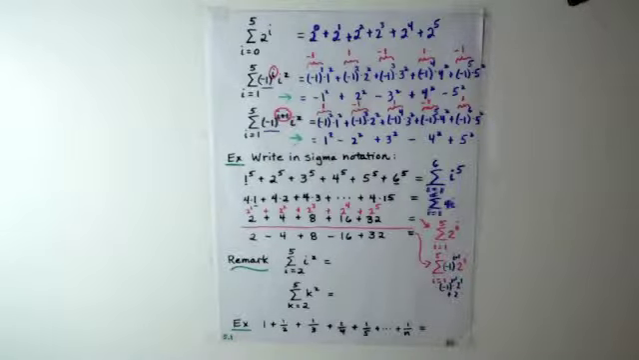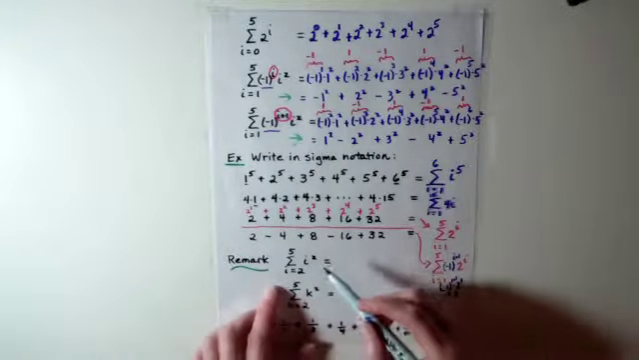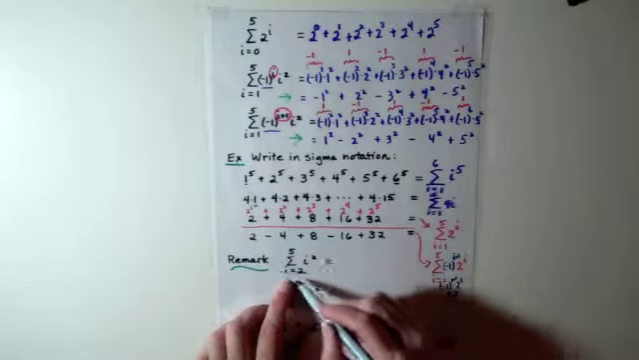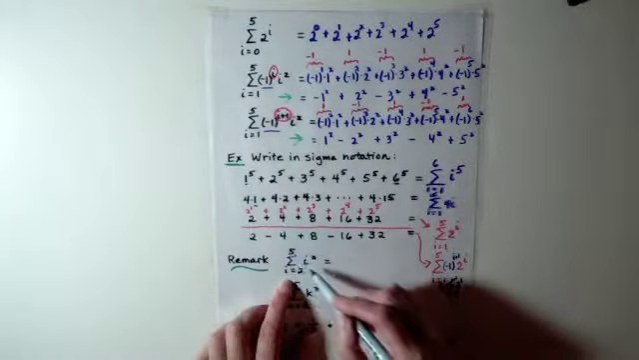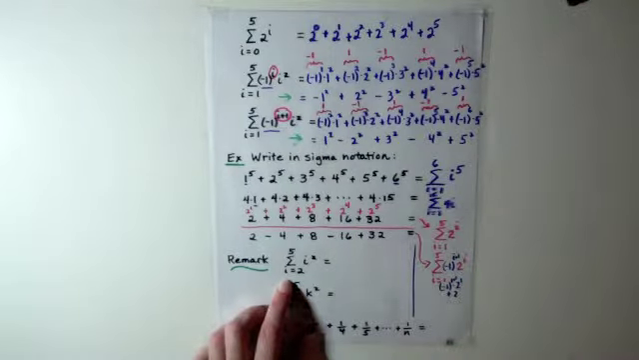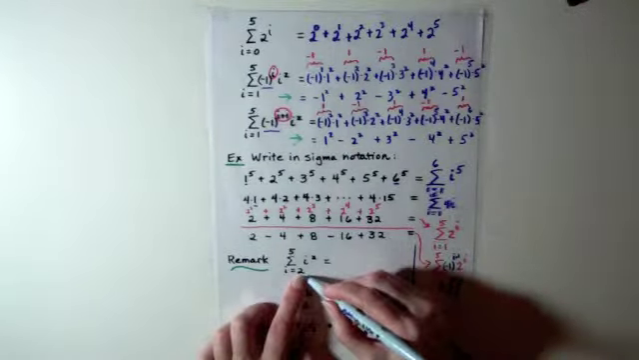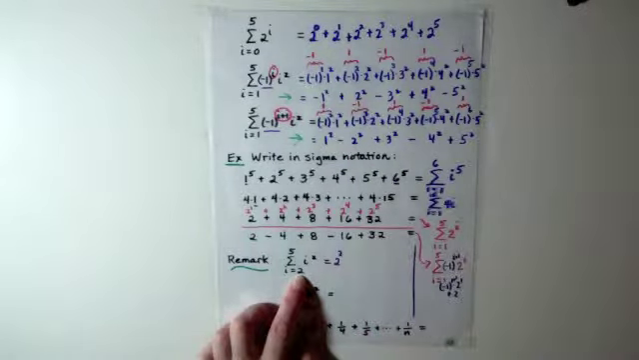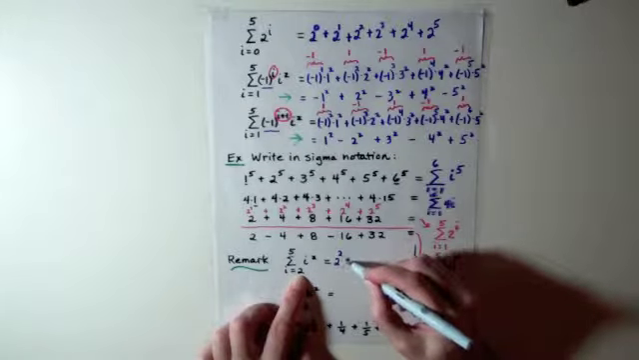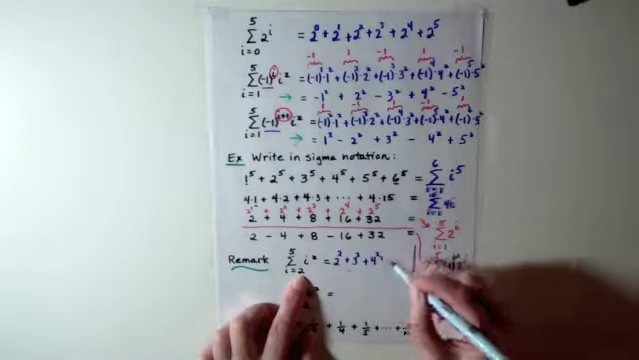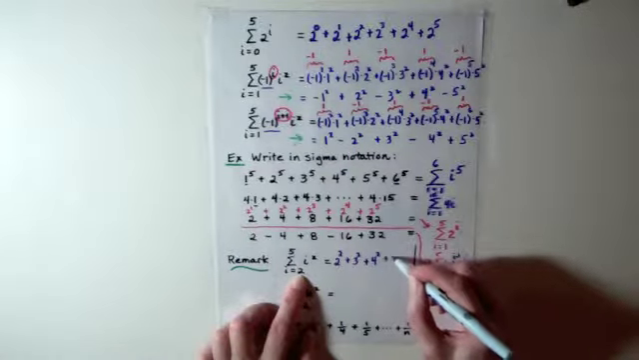Okay, well, I do want us to make a remark before we go on. So let's look at this remark right here. If I gave you this sum, I equals 2 to 5 of I squared, what would that be equal to if we wrote out the terms? Well, I would start with my lower limit of 2. So I replace I with 2, and my first term would be 2 squared. I go up by 1, so my next term would be 3 squared. And then I would have 4 squared, and I would end at the upper limit of 5 squared.